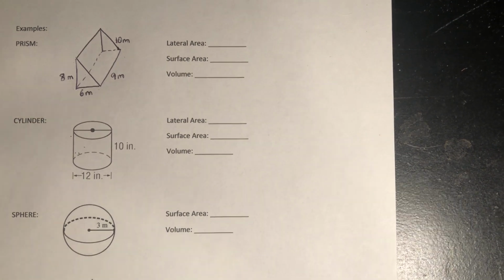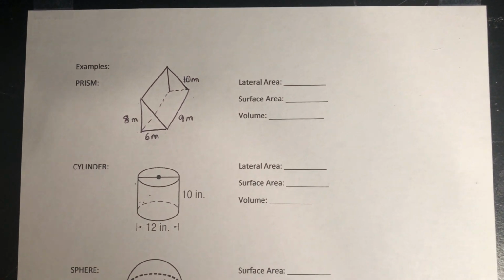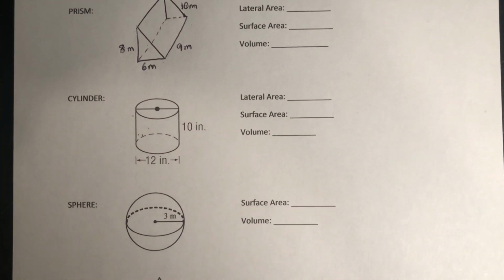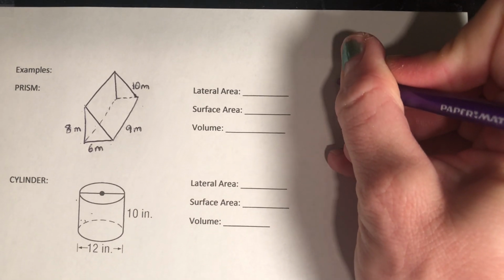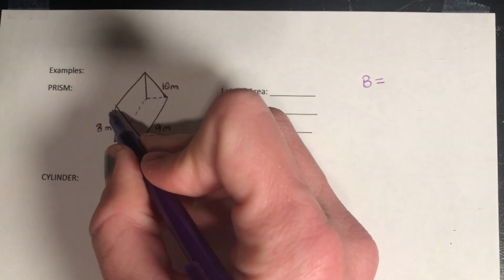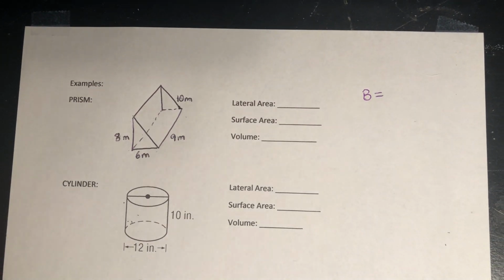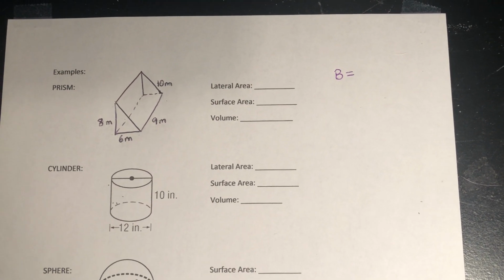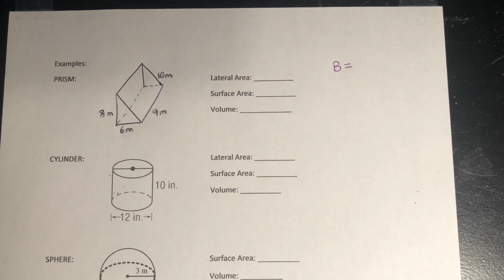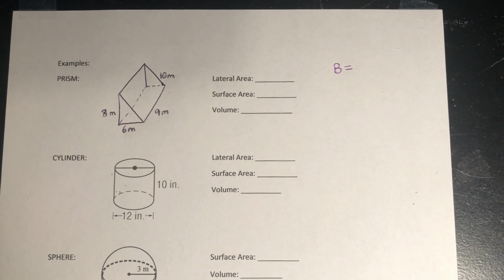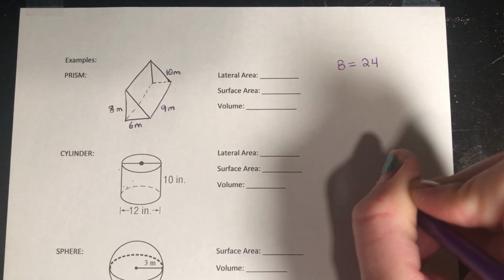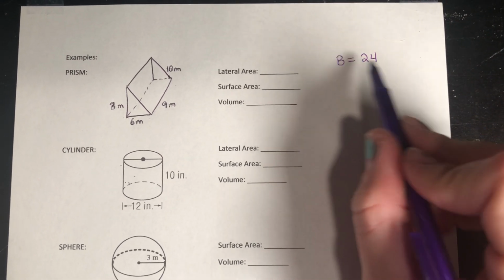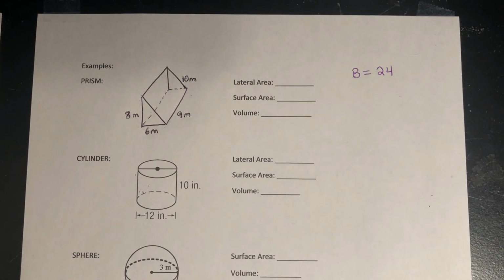So for the prism, what do we know here? We see several things, and we're going to identify what we know. We want to know the area of the base. Well, the base is a triangle, and the area of a triangle is 1/2 times base times height. So 8 times 6 is 48, divided by 2 is 24. I'm not even using units right here. I'll put the units in our final answer.